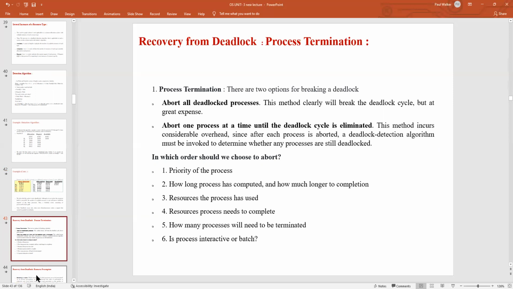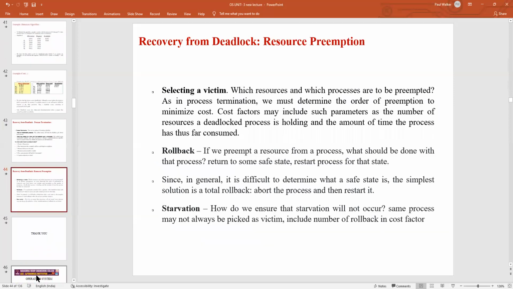Another condition is resource preemption. Resource preemption is nothing but a rollback condition. If we preempt a resource from a process, we should roll back from that particular state. That condition is called a rollback condition. After that, the starvation condition will occur. The same process will always be used for any type of condition.